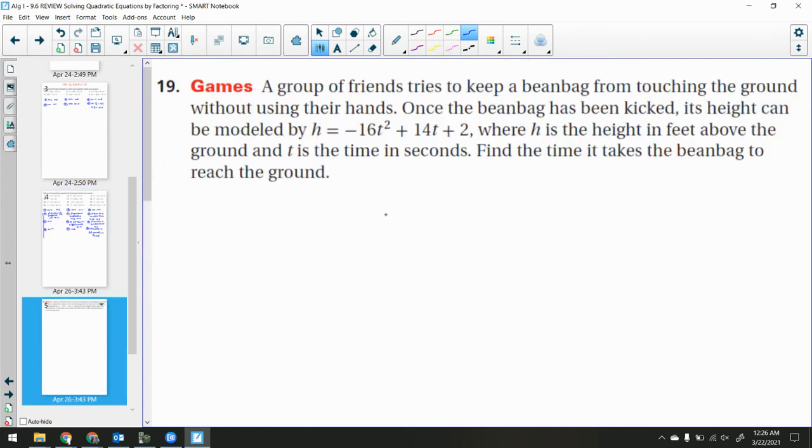All right, a group of friends tries to keep a beanbag from touching the ground without using their hands. One beanbag is kicked, and it can be modeled by the height of negative 16 t squared plus 14 t plus 2. So here's my dude, and he kicks this beanbag to his friend, and there's the path. And it's a negative 16 t squared plus 14 t plus 2. And we want to know when it's going to hit the ground, splat, right, which is the 0 of the function. So we have it equaling 0.